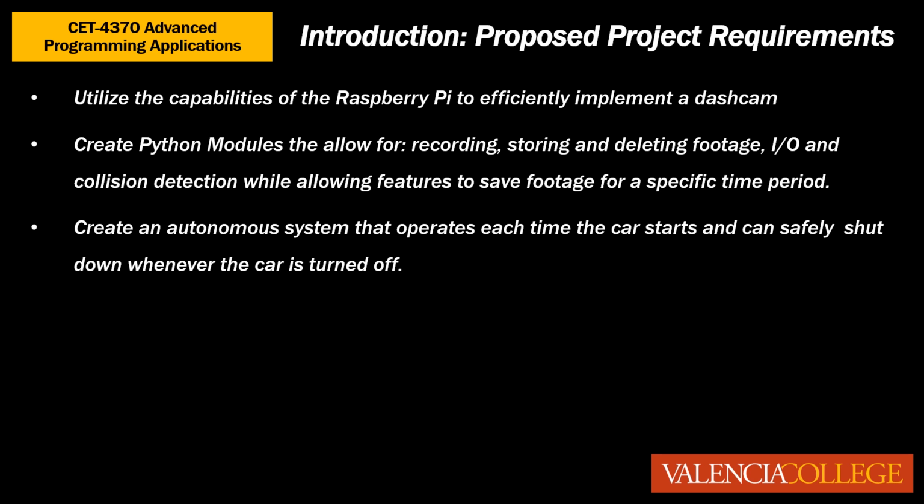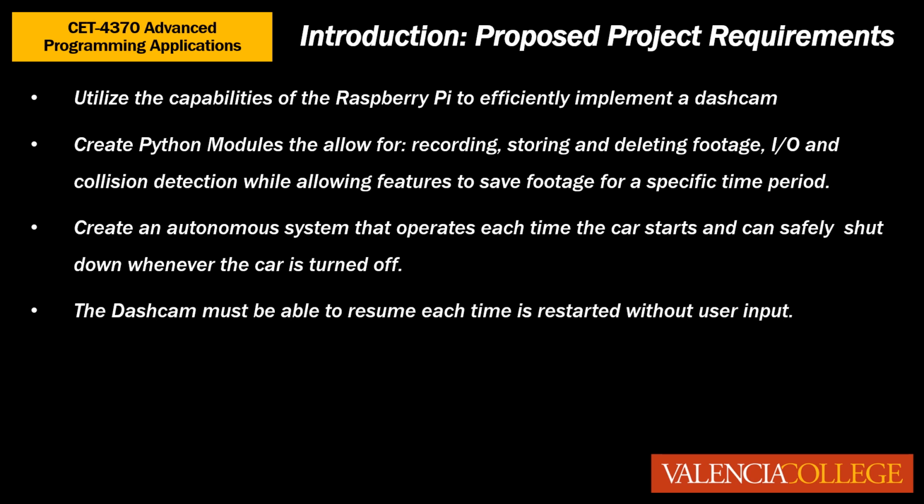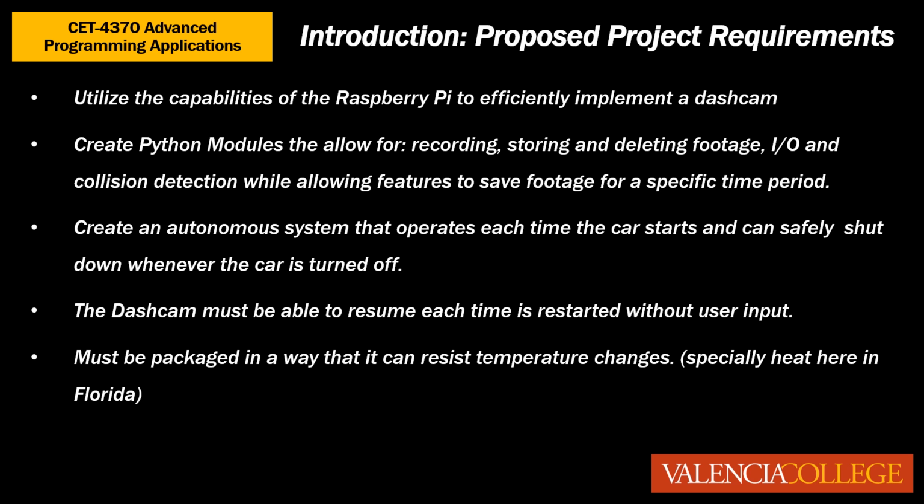Part of the requirements is to create an autonomous system that operates each time that the car starts. So whenever we hit the ignition on the car and the battery gets power, it should turn on and start recording. And it should efficiently be able to turn off so that when we start again, the clocks and everything are timed perfectly so that time can be kept in the recording itself. The dashcam must be able to resume each time, as explained, and it must be packaged in such a way that it can resist temperature changes, which here in Florida is especially important because the heat can damage the components.